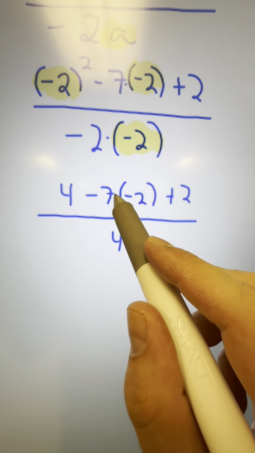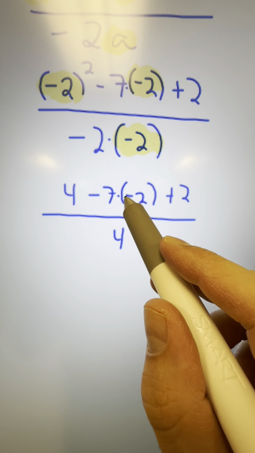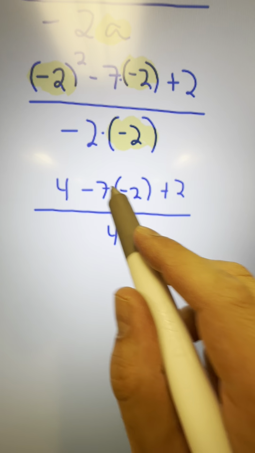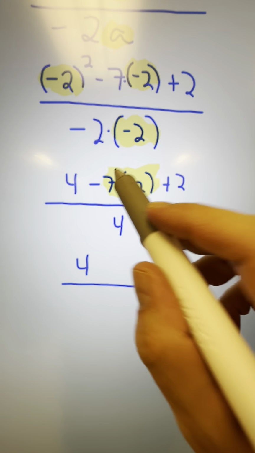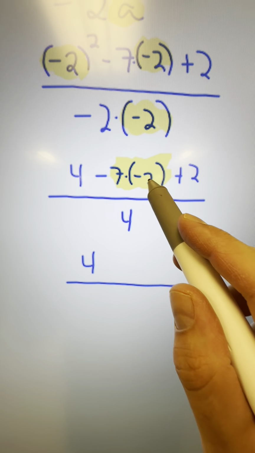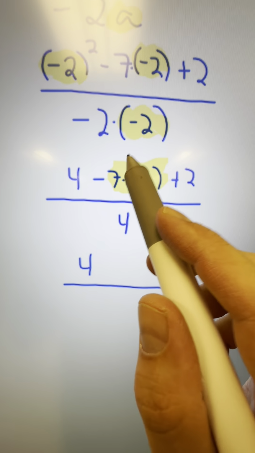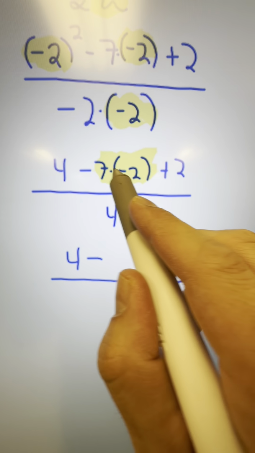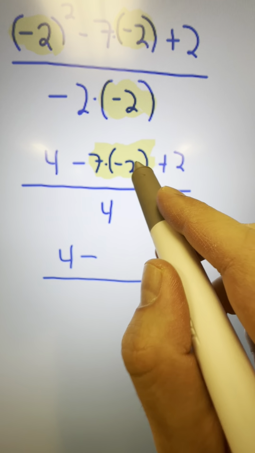So I have subtraction, multiplication, addition. Order of operations says to do multiplication before addition and subtraction. So I'm going to simplify this part in the middle here. So here's the part you've got to be very careful. Anytime you're dealing with negatives, it can get very confusing. So be very careful. Look, I'm going to put 4 minus, and I highlighted, I'm multiplying 7 times -2.